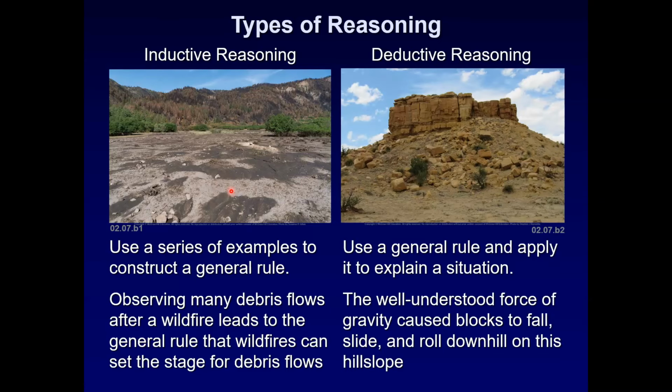Deductive reasoning can use a general rule and apply it to explain a situation. So we have gravity. The well understood force of gravity caused blocks to fall, slide, and roll downhill on this hillside. It's due to gravity. We're deducing that.